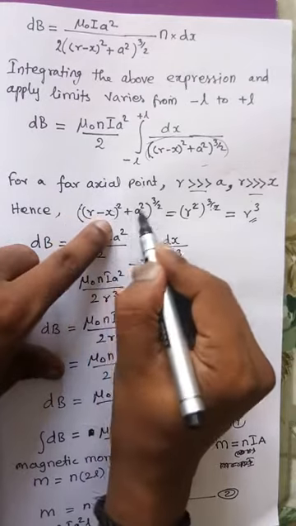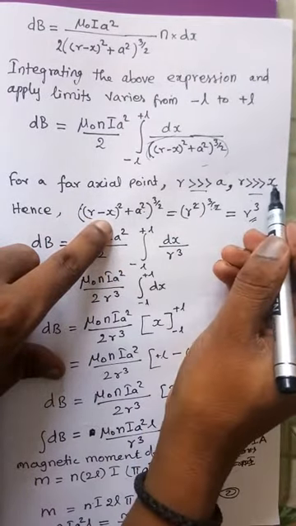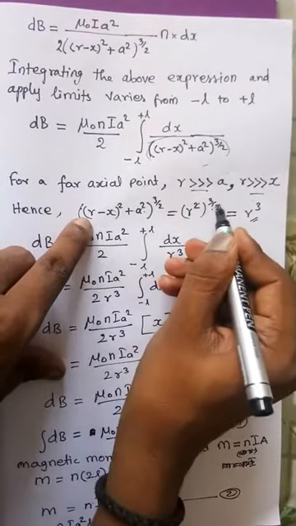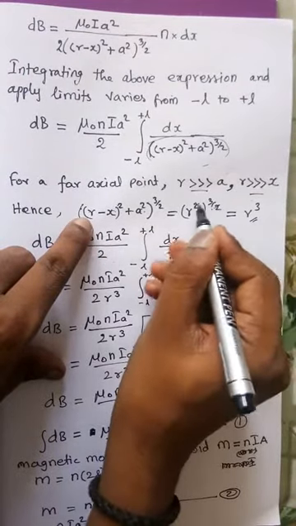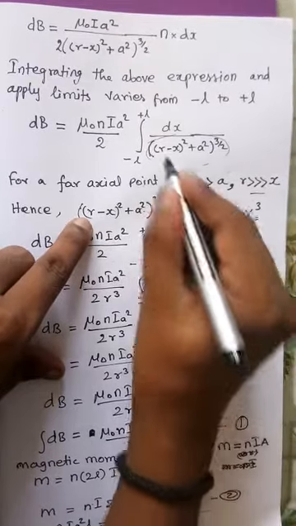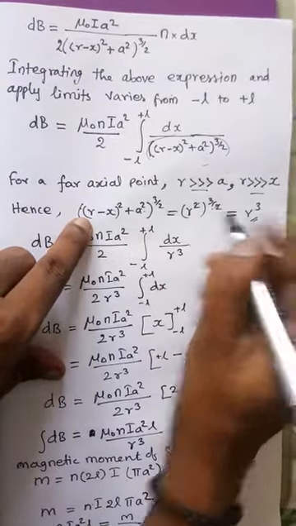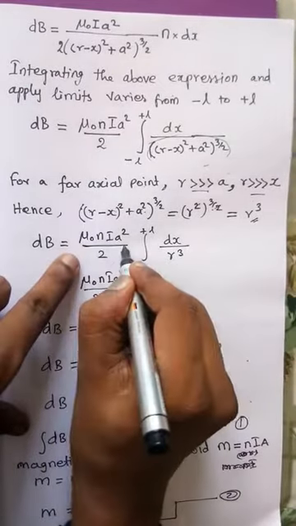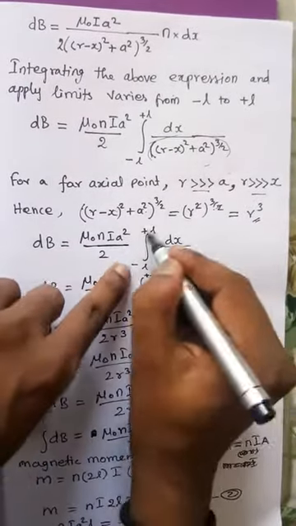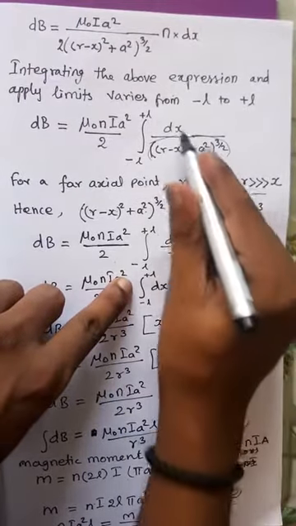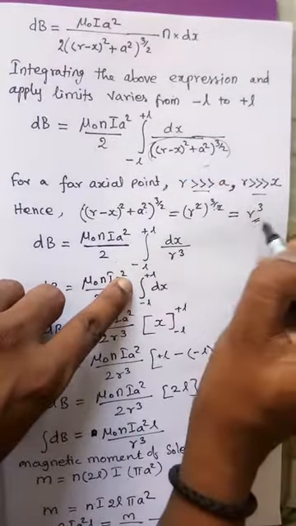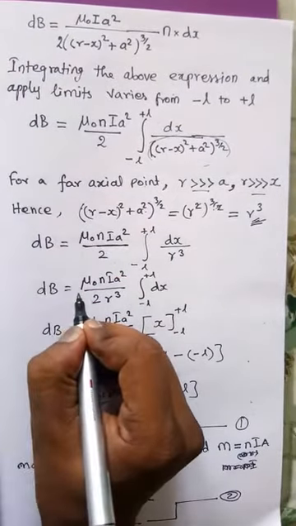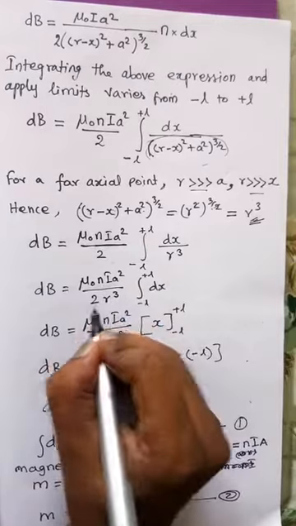So x square and a square are neglected because a and x are very small. So only R square whole power 3/2 remains, the square and the 2 cancel, and the total value becomes R cube. Now substitute: dB is equal to mu naught N I A square divided by 2, integration from minus L to plus L dx, divided by R cube.